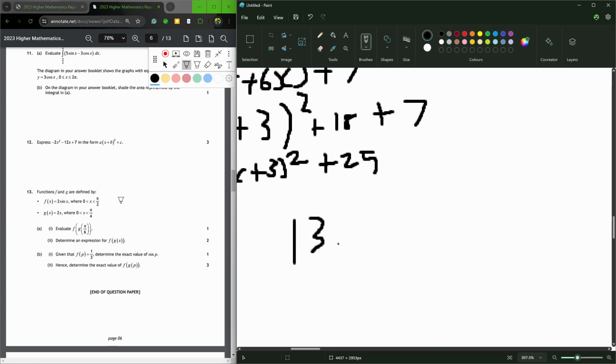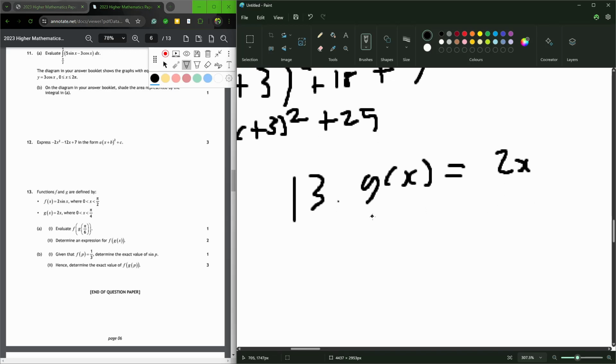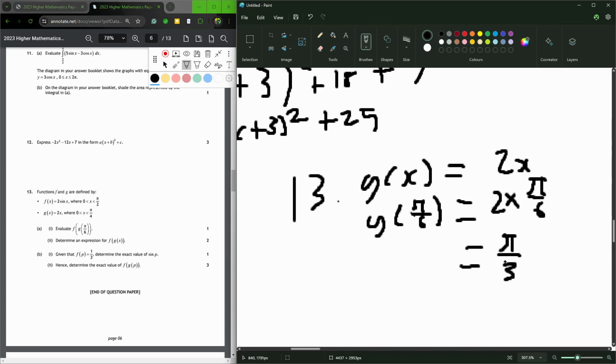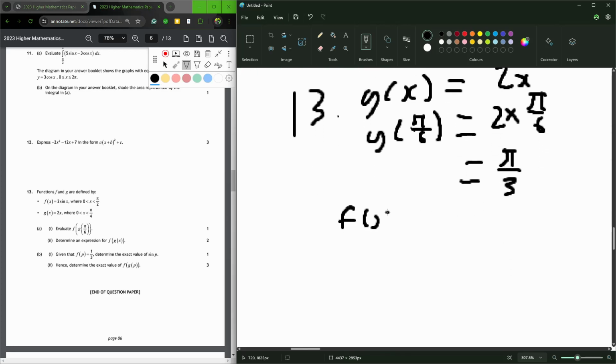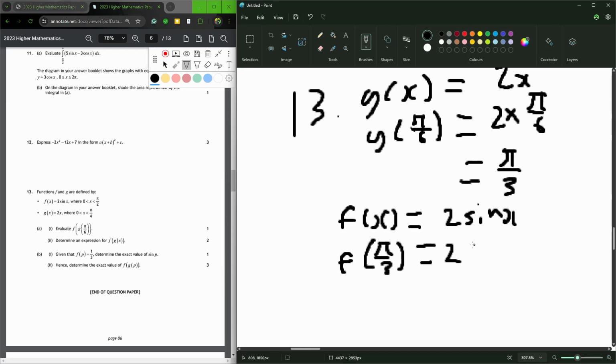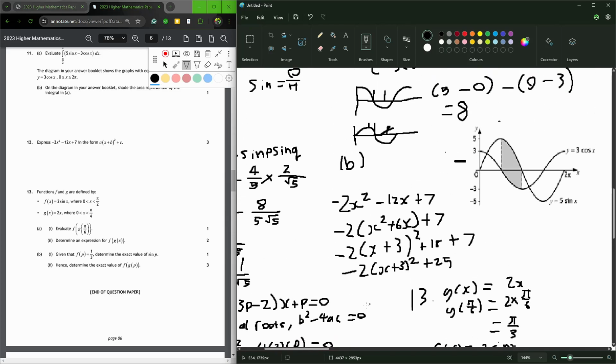So we'll work out g first, I suppose. g(x) equals 2x. So that means g of pi over 6 equals 2 times pi over 6, which is pi over 3. Then we're going to say, well, f(x) equals 2 sine x. So f of pi over 3 equals 2 sine pi over 3, and then we need to use our exact value triangles.